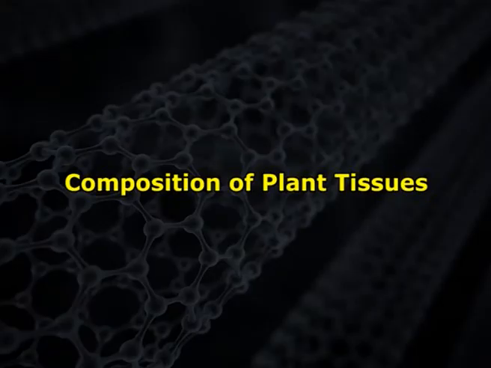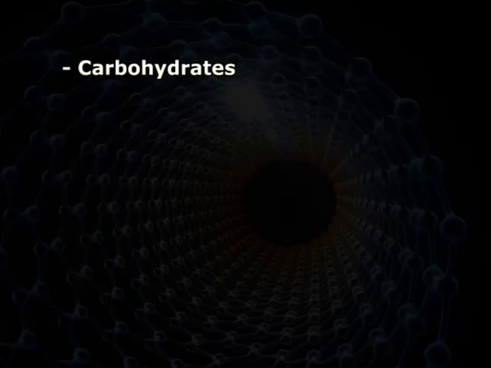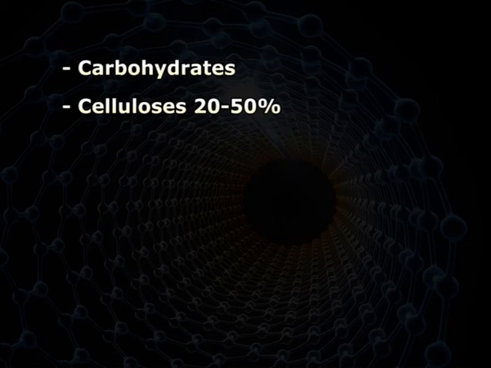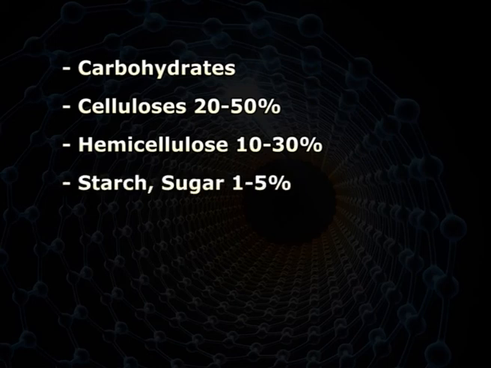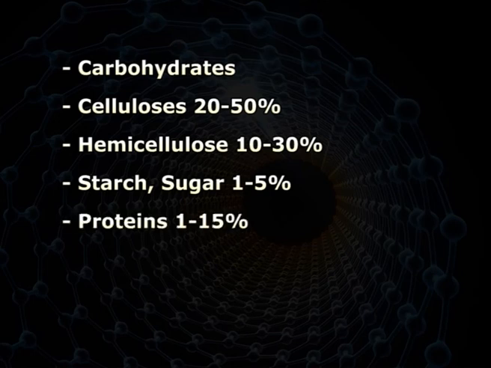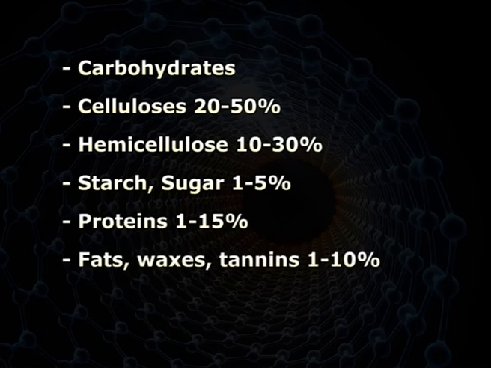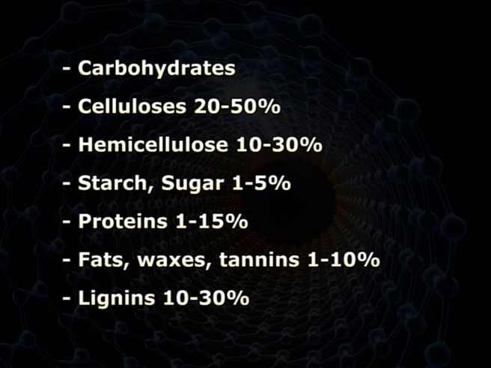Composition of plant tissues. Carbohydrates: cellulose 20 to 50%, hemicellulose 10 to 30%, starch, sugar 1 to 5%, proteins 1 to 15%, fats, waxes, tannins 1 to 10%, lignins 10 to 30%.